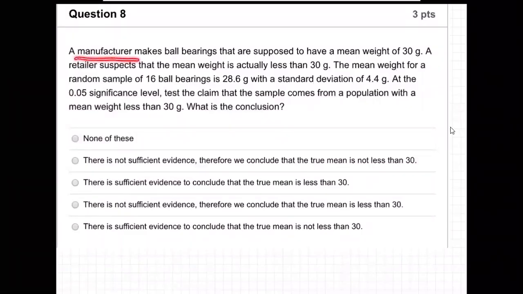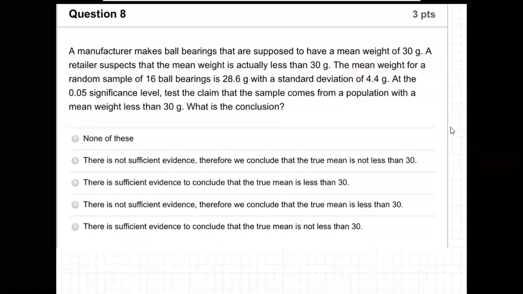Okay, so a manufacturer makes ball bearings that are supposed to have a mean weight of 30 grams. But they're supposed to make them just right. A retailer, somebody who buys the ball bearings from the manufacturer, suspects that the mean weight is actually less. He's suspecting that the manufacturer is not making them right. The mean weight for a random sample of 16 balls. So he grabs a random sample, right?